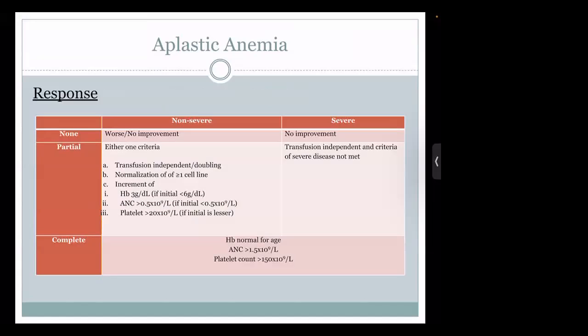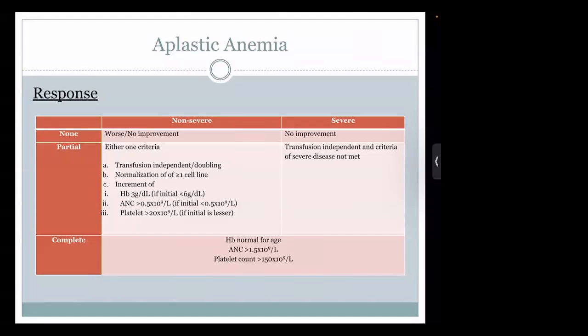So how do we see the response after treatment? If we start from this table, no response, of course, is the worsening of pancytopenia or no improvement of pancytopenia. Initially, if the patient has non-severe aplastic anemia, for a partial response he or she has to meet one criterion: either transfusion independent, or normalization of at least one cell line, or an increment of HB of more than 3, only if the initial HB is less than 6. ANC must increase to more than 0.5, platelets more than 20.